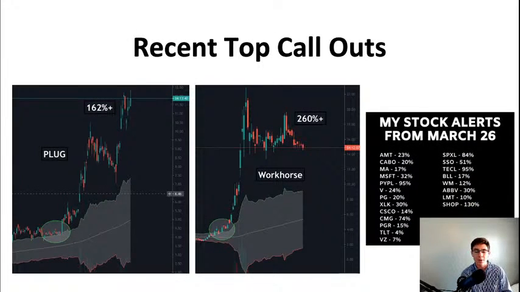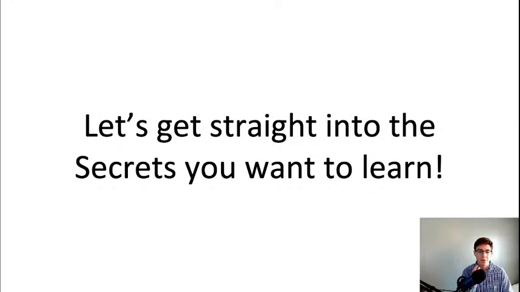So recent top call outs from the trending band system that we created is plug up 162%, workhorse up 260%, and we caught the dip buy in March of 2020, and it netted these amazing returns, around a total return of all the stocks of 804% on that dip. So that's amazing, and it's all by using a system, not by guessing. So let's get straight into the secrets you want to learn.